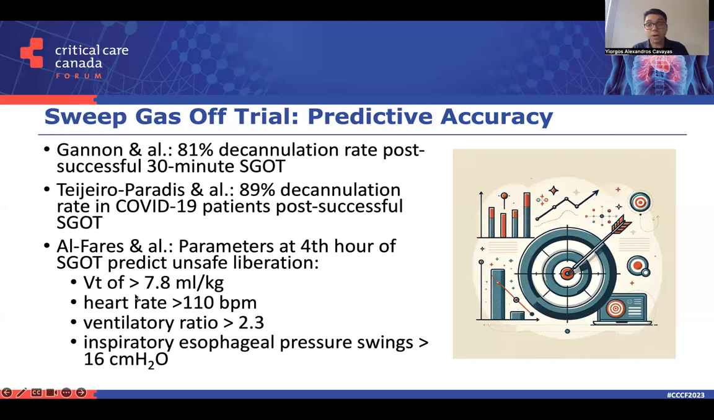So a tidal volume of above 7.8 milliliters per kilo of predicted body weight, a heart rate above 110, a ventilatory ratio above 2.3, or inspiratory esophageal pressure swings above 16, were all worrisome signs that were predictive of unsafe liberation in the study by Alexandros et al.